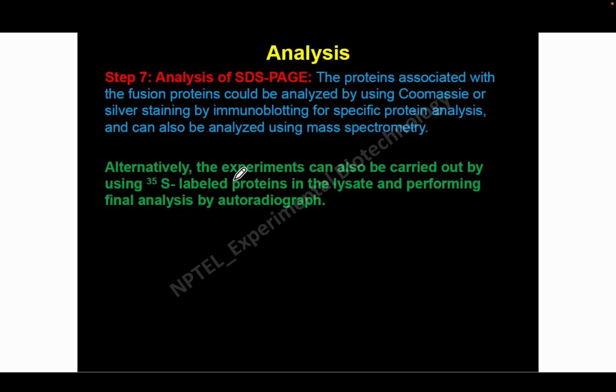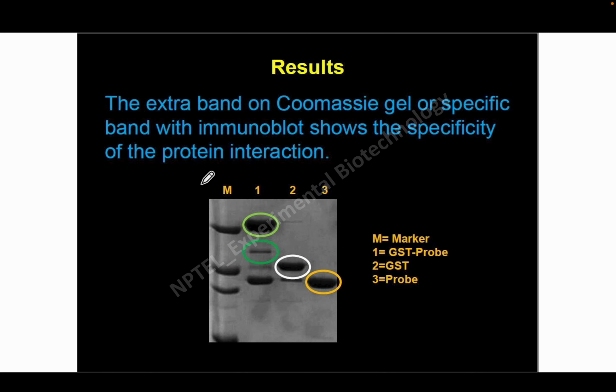These are very much similar to the affinity purification we have covered. You can do Coomassie blue, you can do immunoblot to show the possible protein interaction. This is the marker. One is GST and probe, second is GST, and third is only probe.